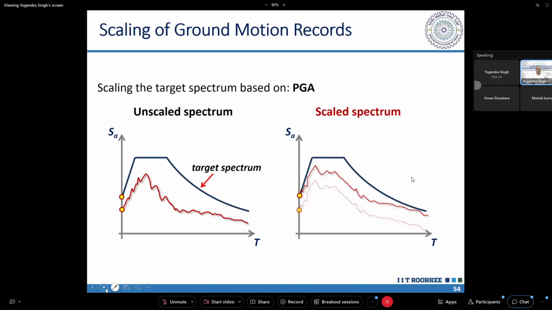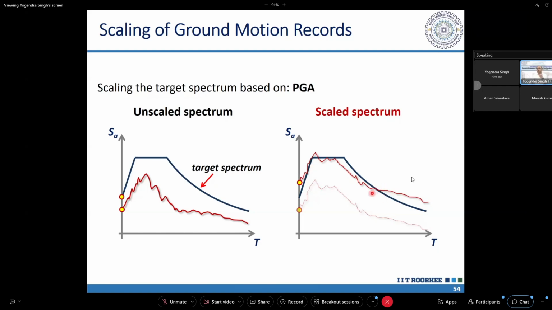So that's why we go for another type of spectral scaling or time domain scaling, in which the error between the target response spectrum and the response spectrum of the selected ground motion is minimized. And when we do it, the response spectrum is close in a larger range of period, and we get the response spectrum of the selected or scaled ground motion very close to the target response spectrum.